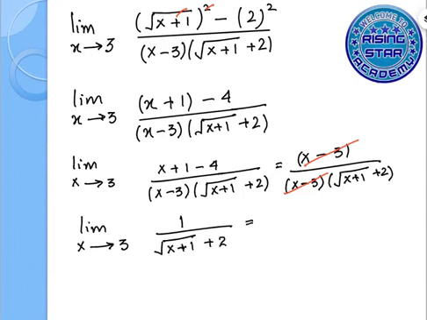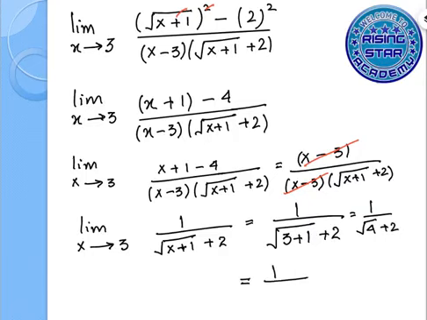Now finally we will put the limit into it. So 3 plus 1, plus 2, that is 1 over square root of 4 plus 2. The square root of 4 will become 2, plus the other 2, and now the final answer is 1 over 4. We'll move to the next question now.